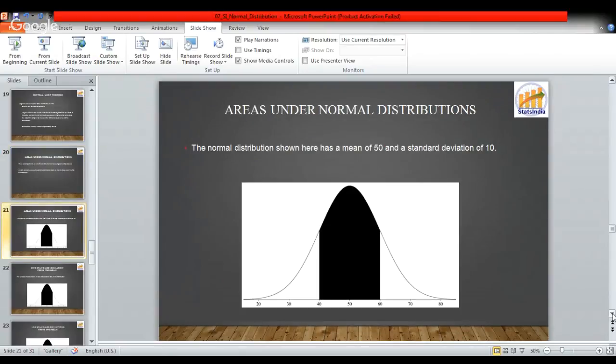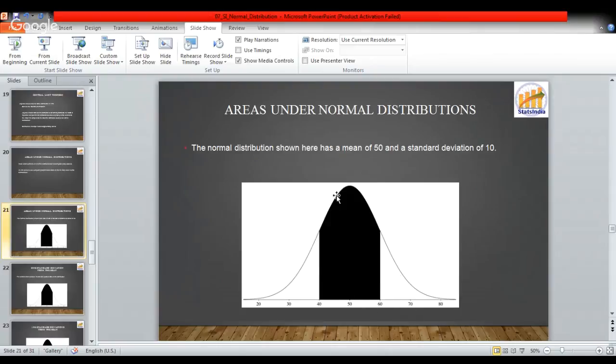Now suppose the area under a normal distribution with mean 50 and standard deviation 10. So this is a normal curve. Keep in mind these two lines don't touch the baseline. Now the mean is 50, so we put the mean 50 in the middle. It is highest there. Mu plus or minus 1 sigma is 50 minus 10, that is 40, and 50 plus 10, that is 60.